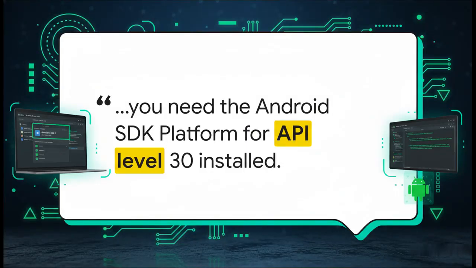Moving right along to Section 2, Android SDK Setup. Now, SDK stands for Software Development Kit. It's packed with the tools, libraries, and APIs you need to actually build these apps. Think of it this way. If you're building an app that supports Android 11, you absolutely need the Android SDK platform for API Level 30 installed.